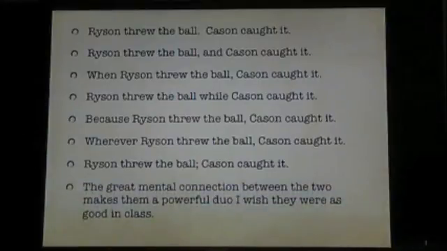If this were a question or a sentence on the ACT or the SAT: the great mental connection between the two makes them a powerful duo. I wish they were as good in class. How would you fix it? You have four options. You could just put a period in there between duo and I. You could put a semicolon in there between duo and I.